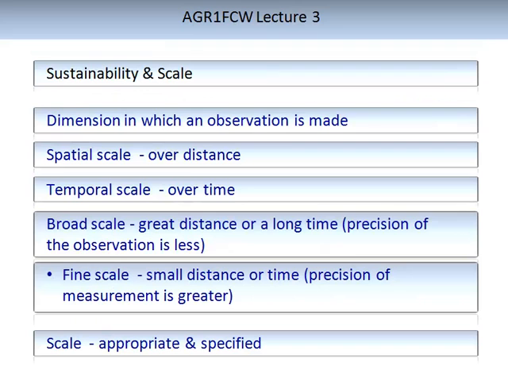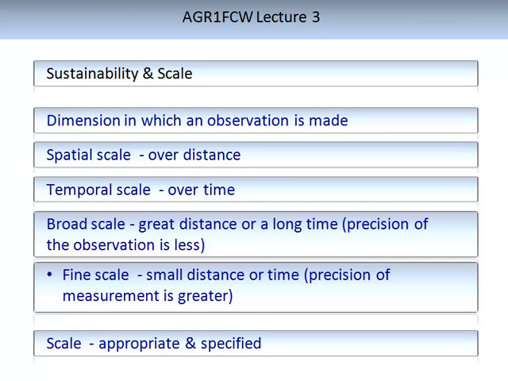I wish to introduce the concept of scale and sustainability. Scale is a dimension in which an observation is made. There are two types of scale that apply to sustainability. There is a change over a distance or an area, and this is called spatial scale. And then there is a change over time, and this is the temporal scale.